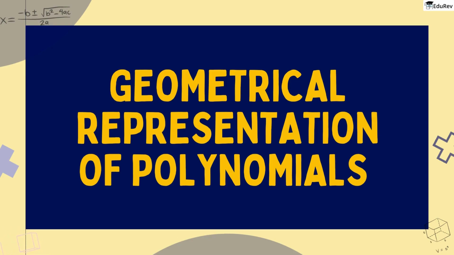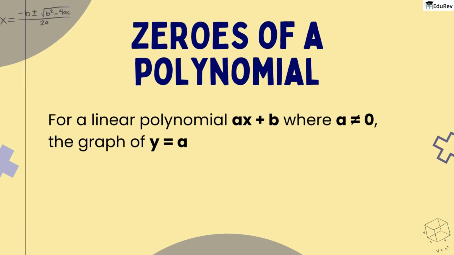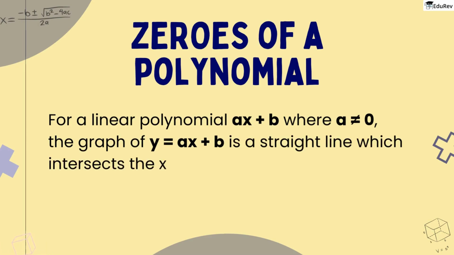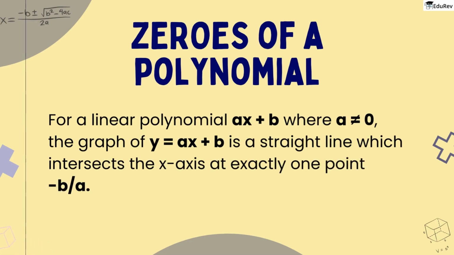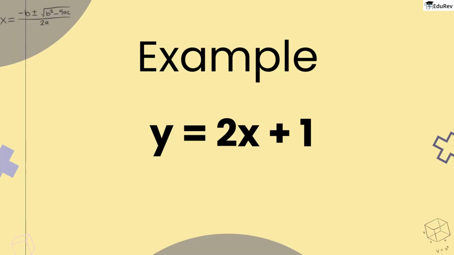Let's begin. For a linear polynomial ax plus b, where a is not equal to 0, the graph of y is equal to ax plus b is a straight line which intersects the x-axis at exactly one point, that is, minus b by a. Therefore, the linear polynomial ax plus b, where a is not equal to 0, has exactly one zero, which is minus b by a.